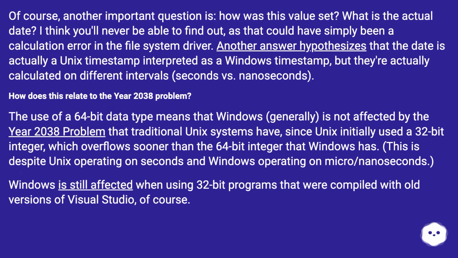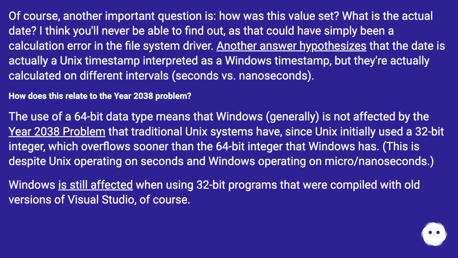Of course, another important question is, how was this value set? What is the actual date? I think you'll never be able to find out, thus that could have simply been a calculation error in the file system driver. Another answer hypothesizes that the date is actually a Unix timestamp interpreted as a Windows timestamp, but they're actually calculated on different intervals, seconds versus nanoseconds.